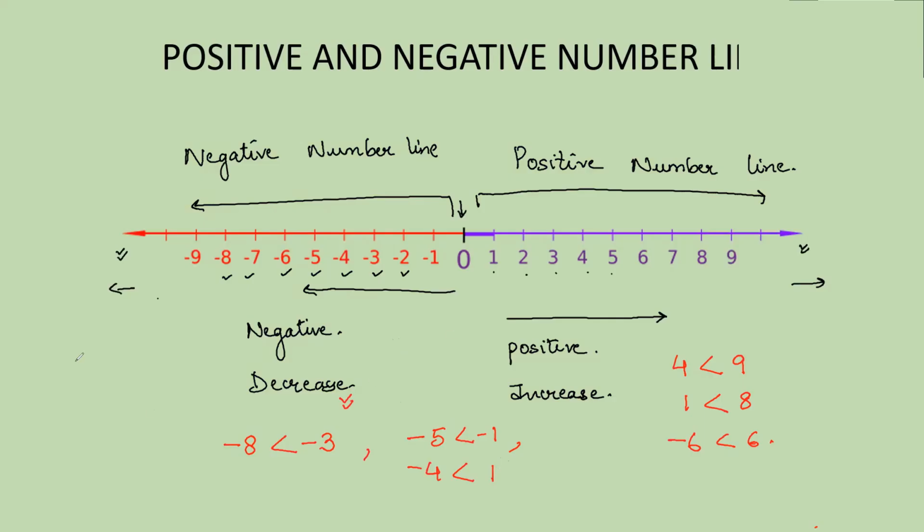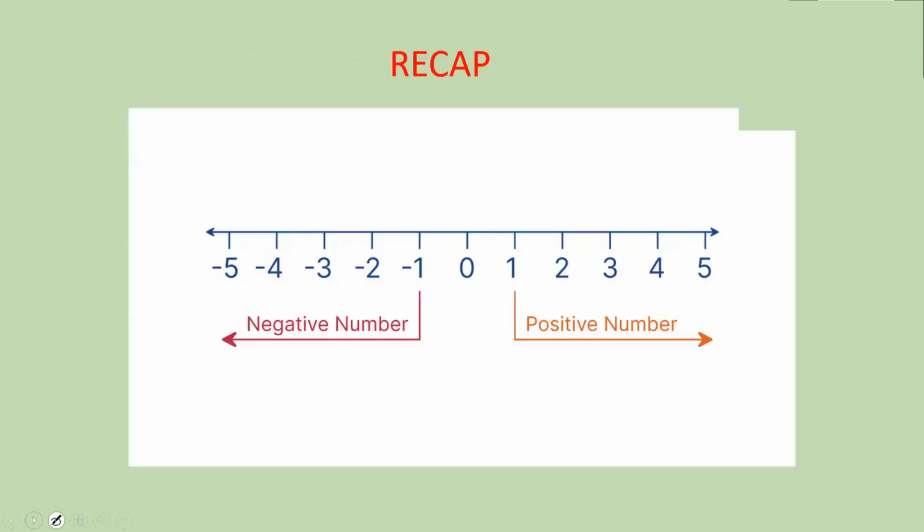Now let us do a recap of this particular concept. What have we learned through this video? That the number line indefinitely moves on both the sides. Each mark represents a value of the number. On the right hand side of the 0, there are positive numbers. Hence, it is called a positive number line. On the left-hand side of the zero, there are negative numbers. Hence, we call it a negative number line. Right-hand side of the zero, all the numbers increase in value. And on the left-hand side of the zero, the numbers decrease in value.